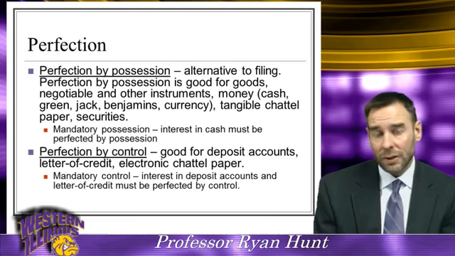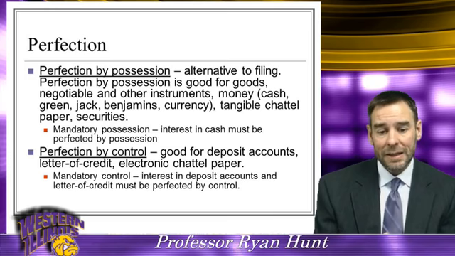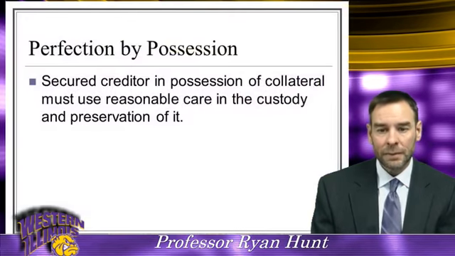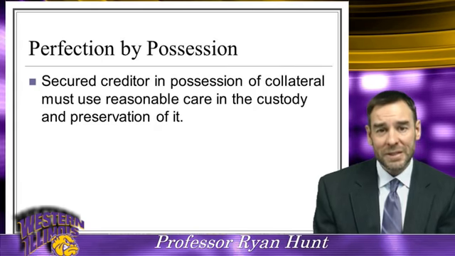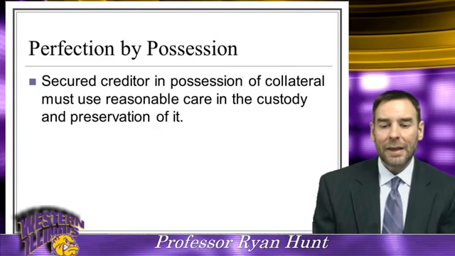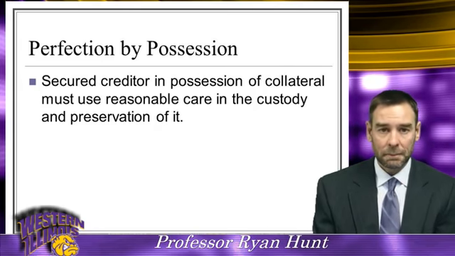Mandatory control, in other words, the only way you can perfect certain collateral is through control, and that's deposit accounts, letters of credit have to be perfected by control. Okay, the secured creditor, if they take possession of the property, of the collateral, they have to use reasonable care in the custody and preservation of it.